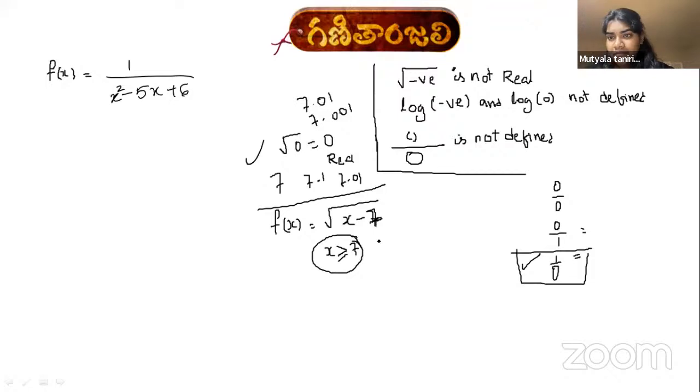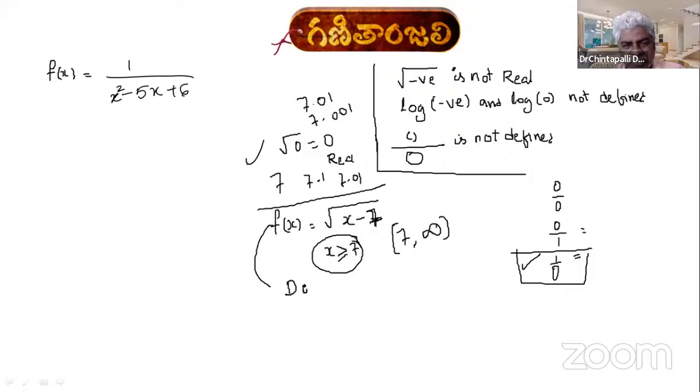Do you know I taught you about intervals? What is this interval? This interval can be written as 7, including 7, to infinity. 7 is included, so 7 is accepted. So the domain of this function is nothing but the closed interval 7 comma infinity. It is its domain.